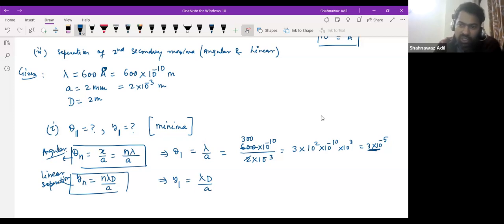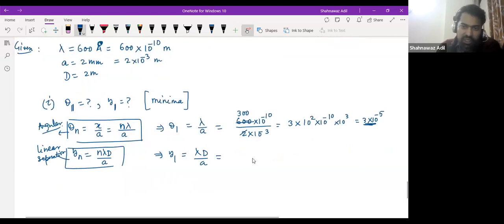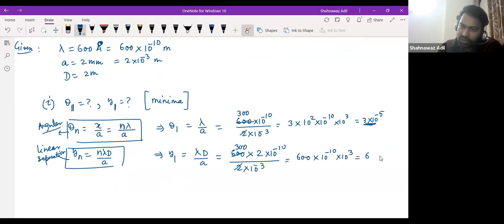And what would be the linear separation? So linear separation is lambda is 600, d is 2, and this is 10 to the power minus 10, right? 600. And then this is 2 into 10 to the power minus 3. So again 300, and this is 600 into 10 to the power minus 10 and 10 to the power 3. So this is 6 into 10 to the power minus 5 meters. And the other is in radian, right? So these are the two values.